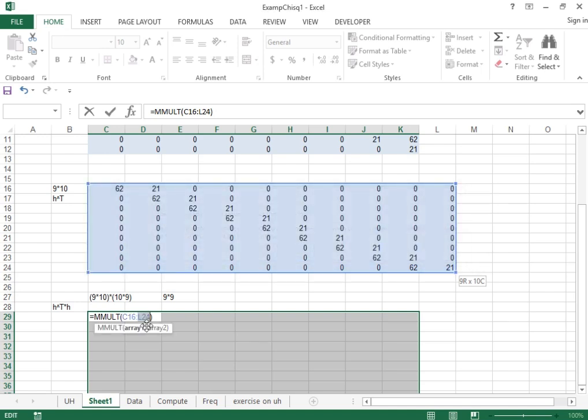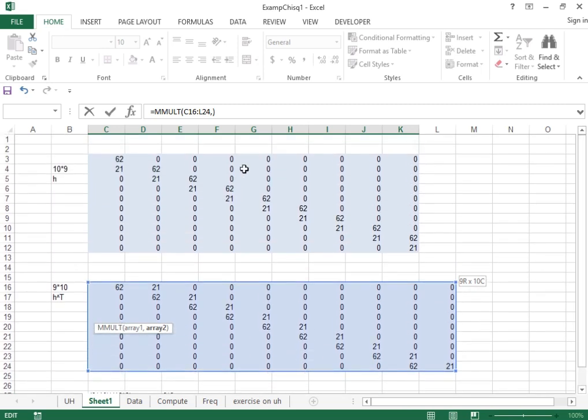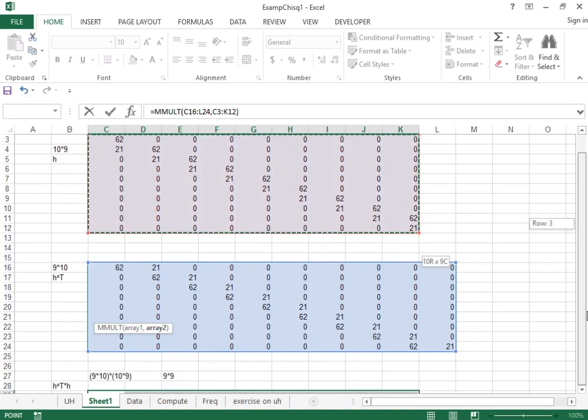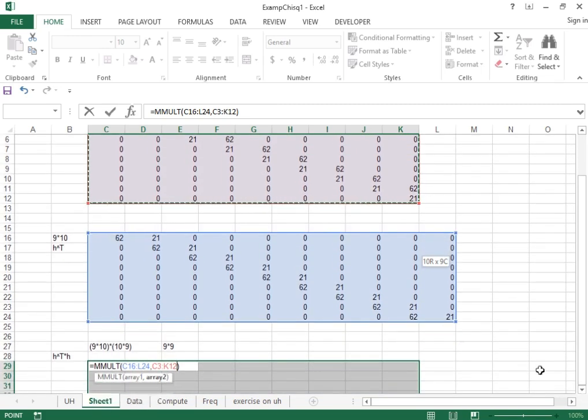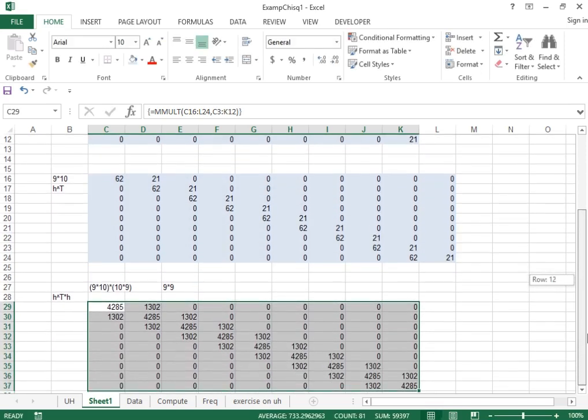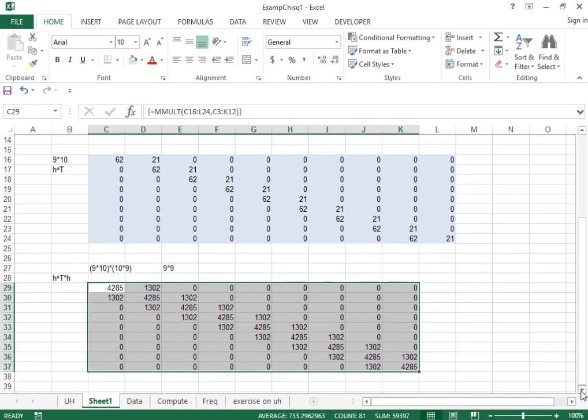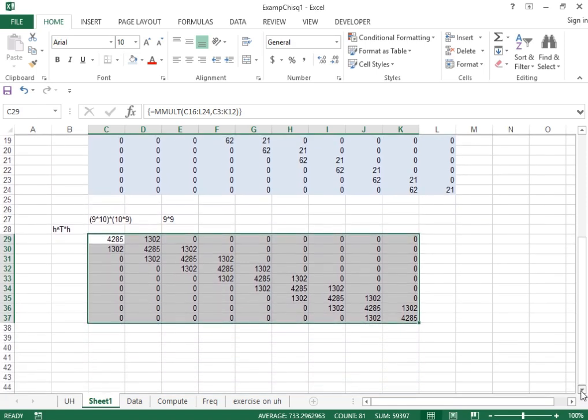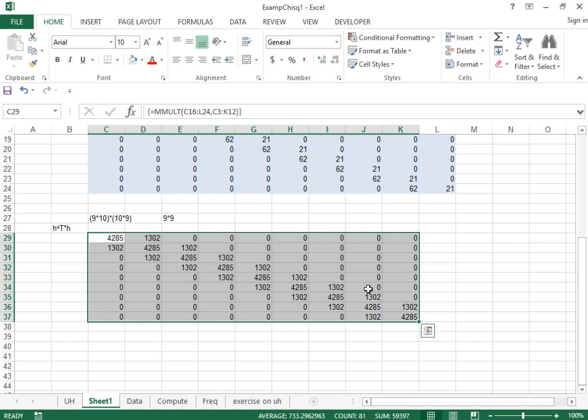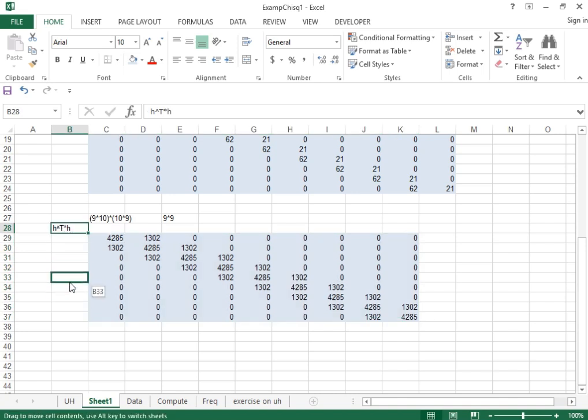Okay, let me select the second one. Say comma. You are selecting this one. Comma. Proceed to the H value here after the comma. You should provide this one. Then press Ctrl plus Shift, say Enter. Now you are multiplying the transpose of H with the original value of H. This is the way how to multiply a matrix.